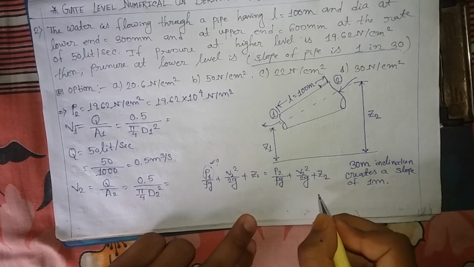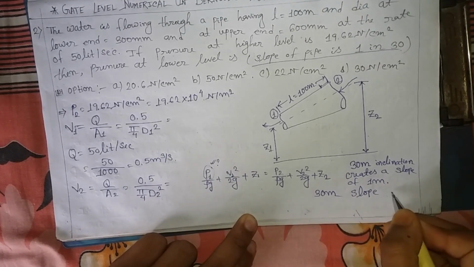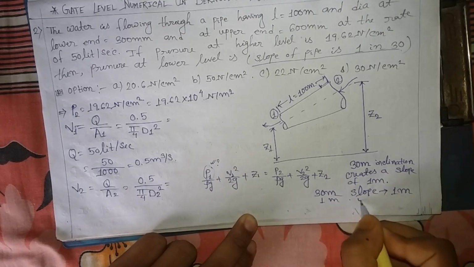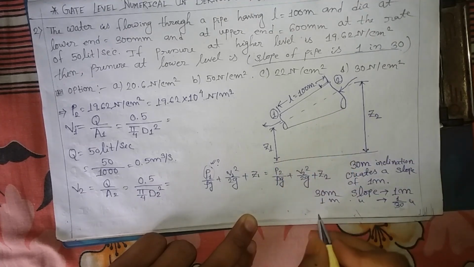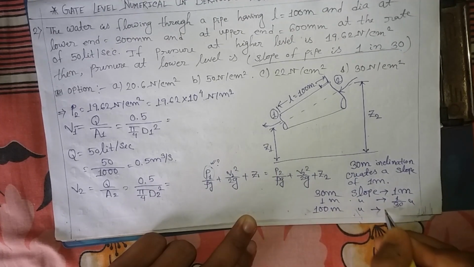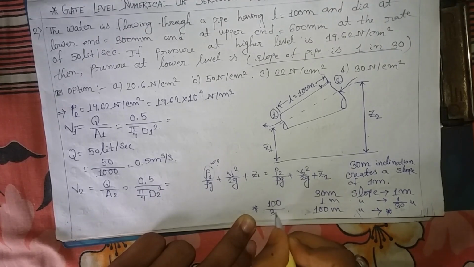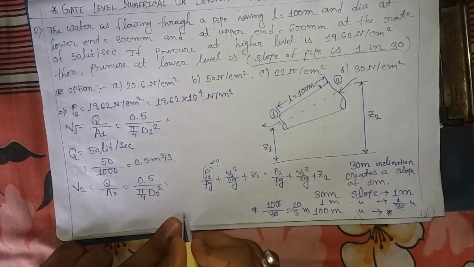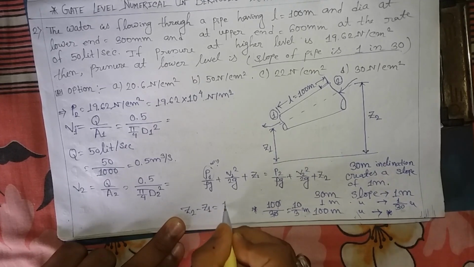So 30 meter of pipe length creates a slope of 1 meter, right? So the slope created is 1/30 meter per meter, and the total length is 100 meter. So if the pipe length is 100 meter, the slope created will be 100/30, that means 10/3 meter. So the slope, that means Z2 minus Z1, will be 10/3.